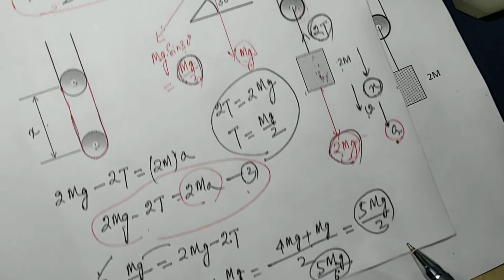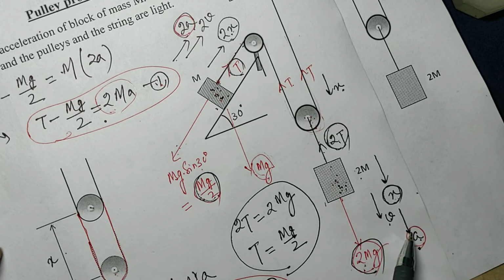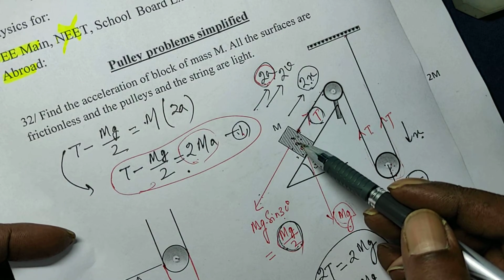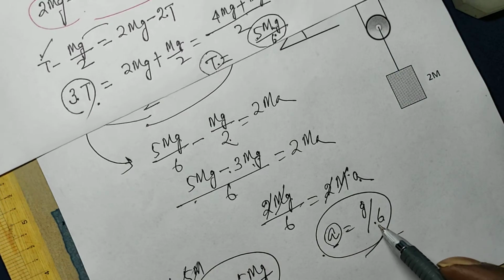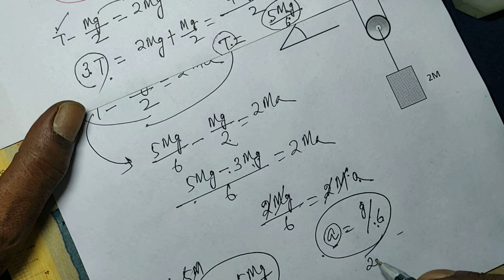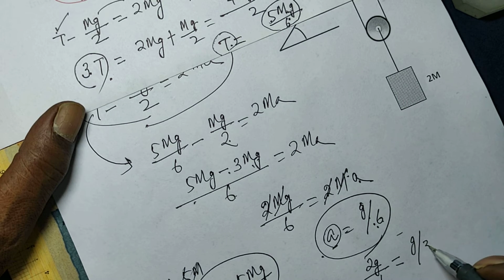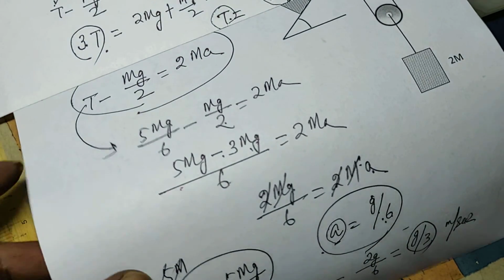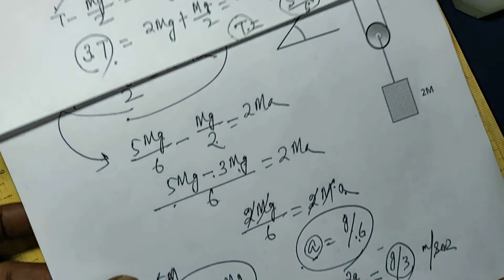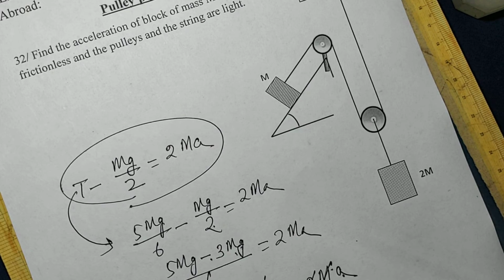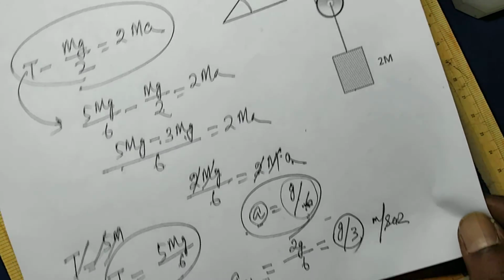But a was the acceleration for this mass, and for this mass the acceleration was 2a, and the question asks for the acceleration of this mass. So it will be 2 times this. The acceleration for the mass m will be 2 times g over 6, that is equal to g over 3 meter per second square. So the acceleration of this mass is g over 3, which is 2 times this acceleration, and this is the acceleration of this mass.